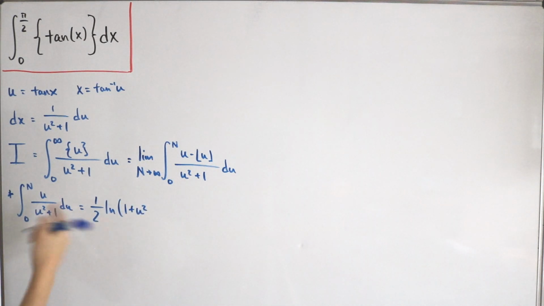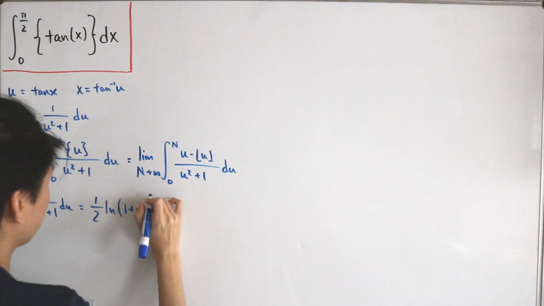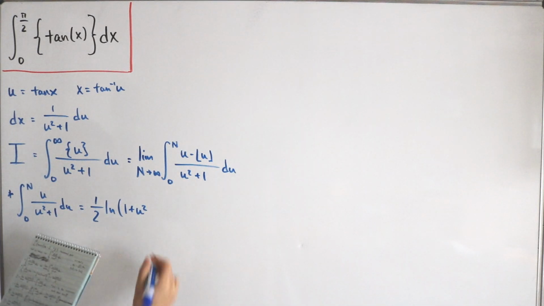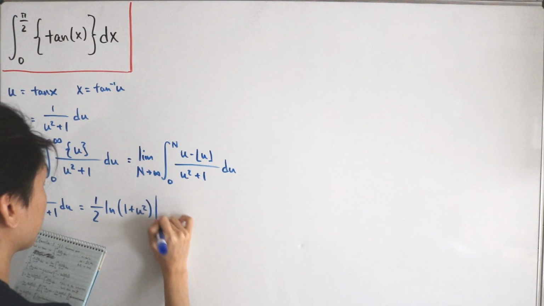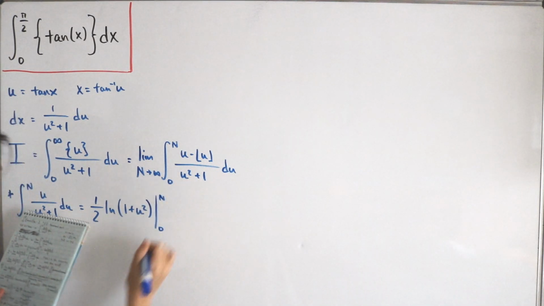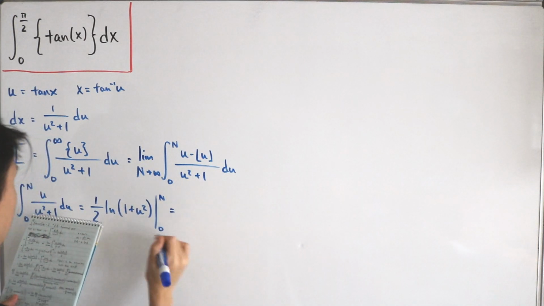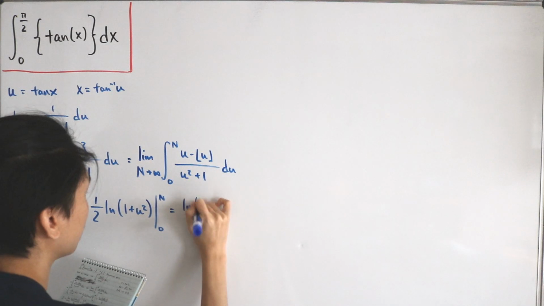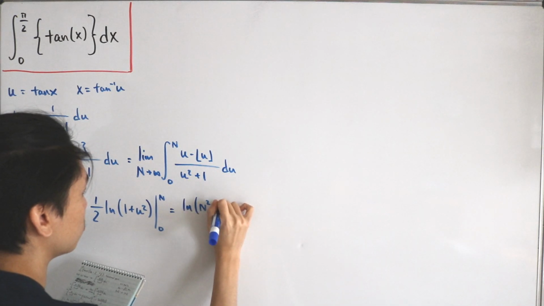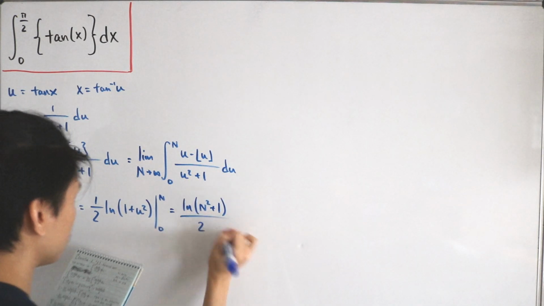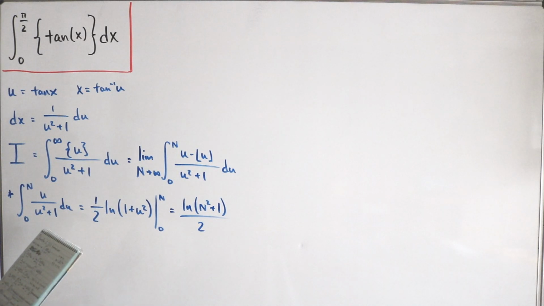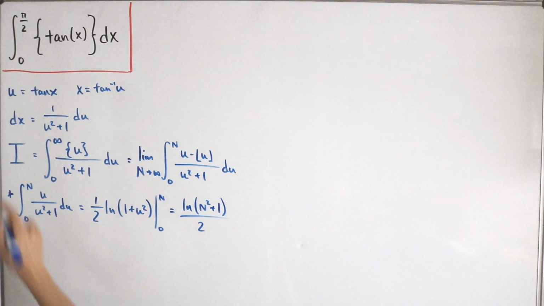Doesn't matter how you write it, u squared plus 1 or 1 plus u squared. So it's the same thing, because of the commutativity of addition. So with that in mind, we can evaluate this from 0 to capital N. If I plug in 0, that's going to be 0. Put this back together, and we have that this is the natural log of N squared plus 1, divided by 2.